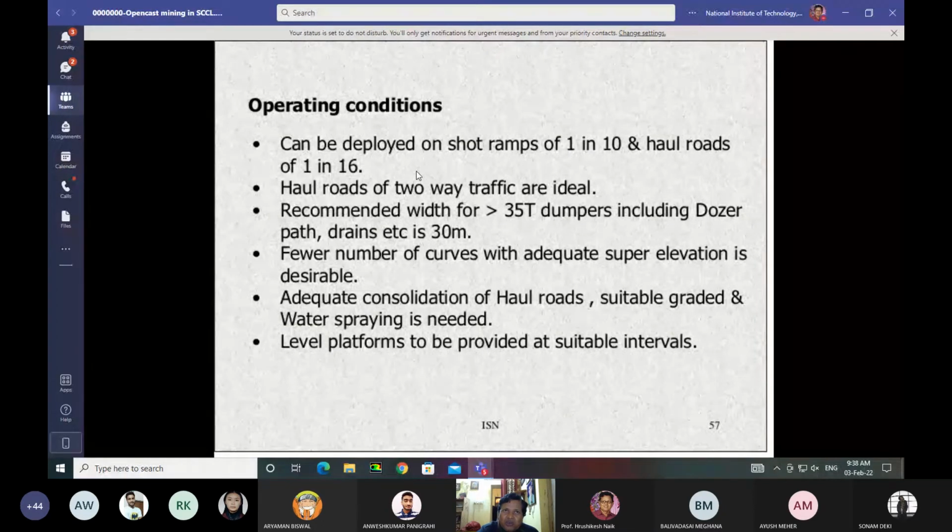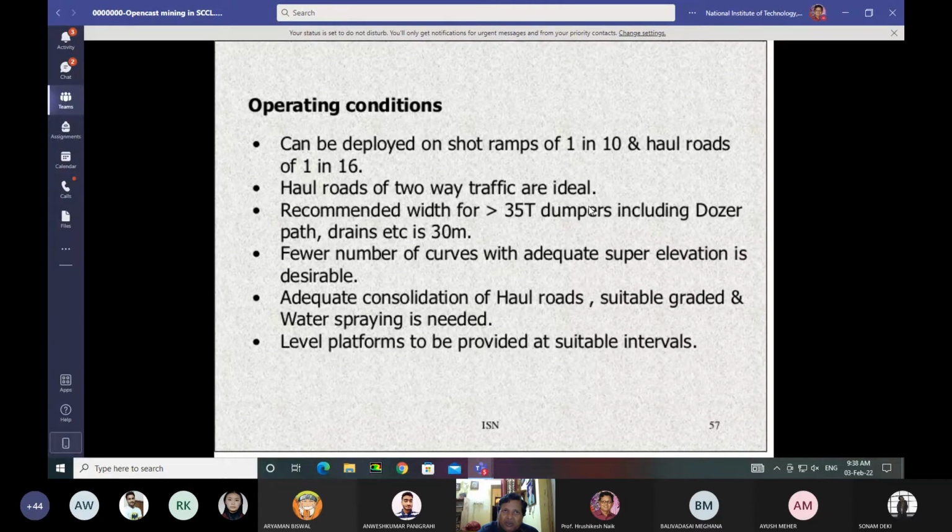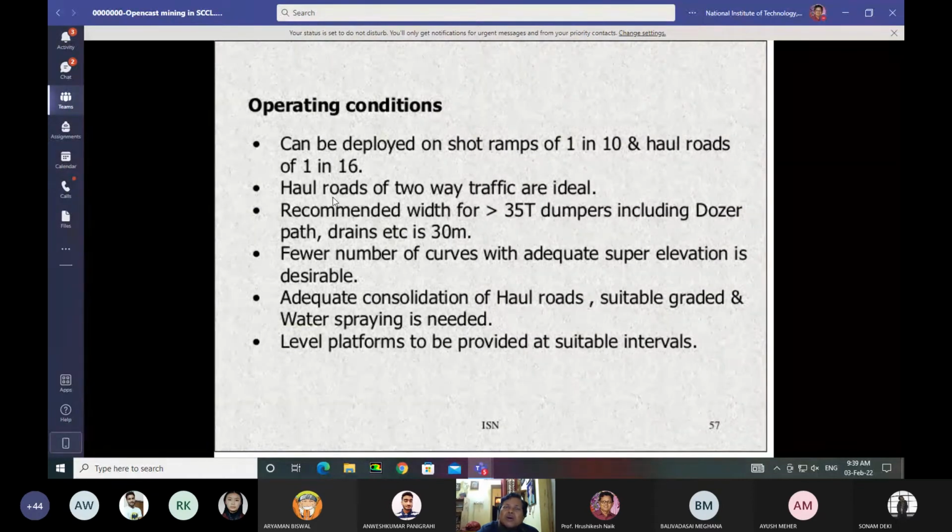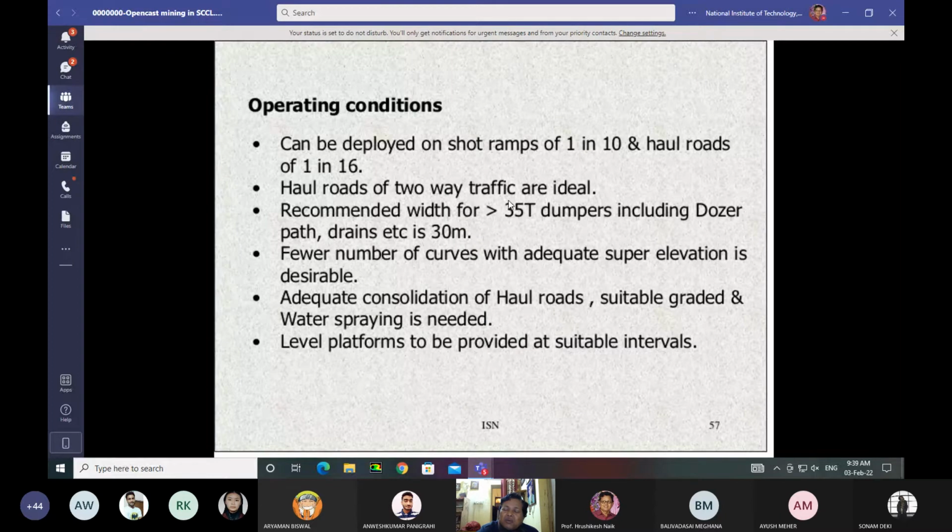Haul roads of two-way traffic are very much ideal because if there is a one-way traffic, there is chance of accident. So there should be two lanes of the haul road so that one truck will go, the other truck will come back. The recommended width of the bench for 35-ton dumpers, including dozer path, drains, etc. is 30 meter.